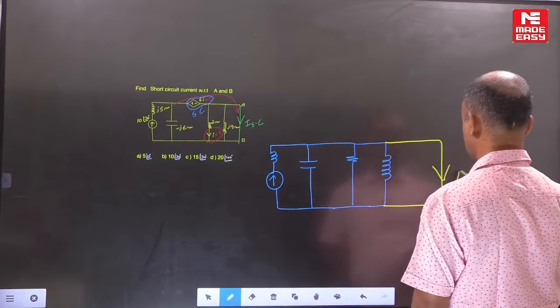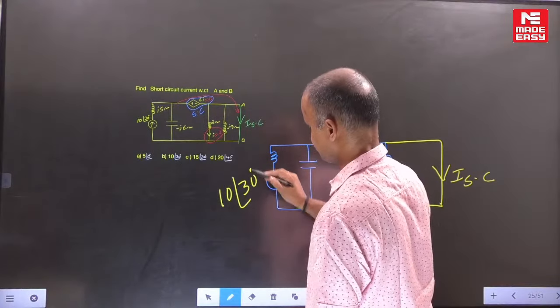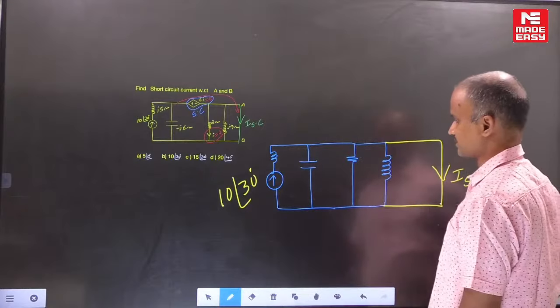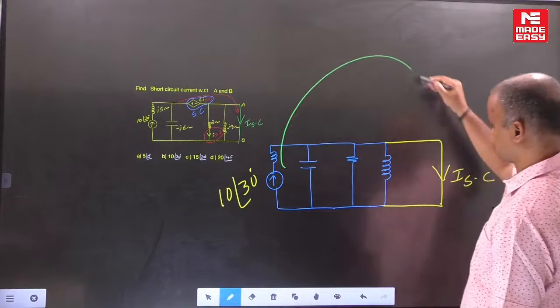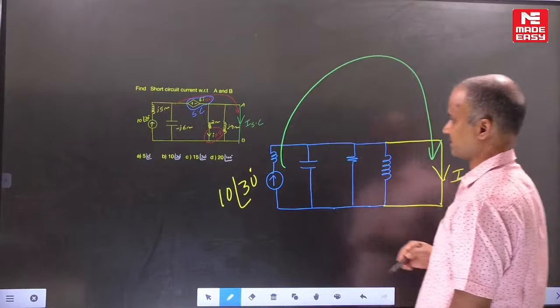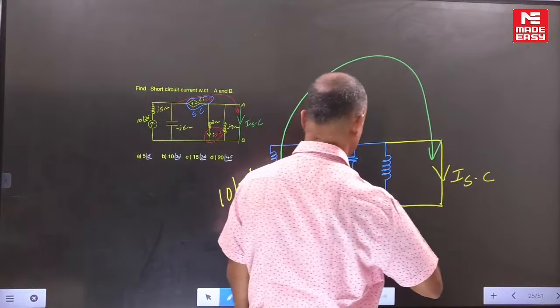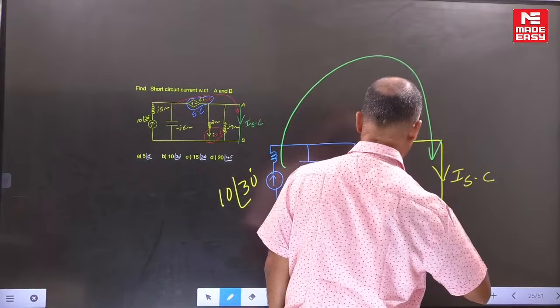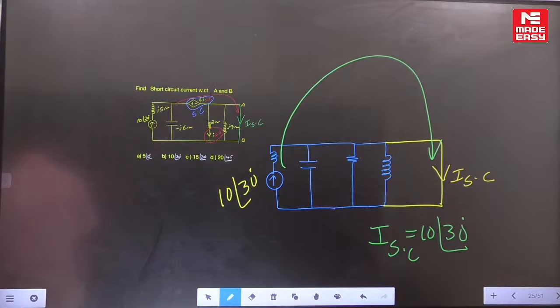Now what is the requirement? What is the requirement of the ISC? What is the source current given? 10 at angle 30 degrees. Current always goes to the low resistance path. In this example, the entire current bypasses to the short circuit. Capacitor, resistor, inductor, the entire current bypasses to the short circuit. That means the entire source current goes to the short circuit. Then what is ISC equal to? 10 at angle 30 degrees.